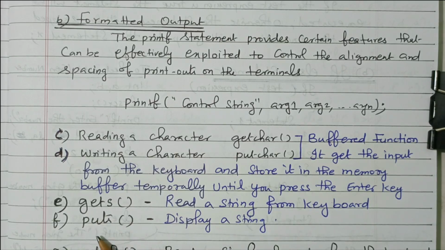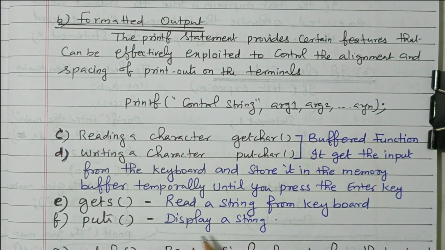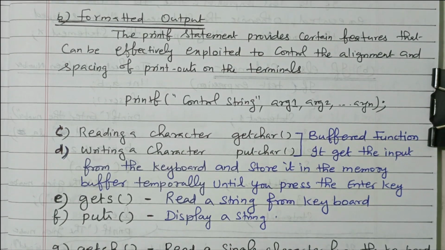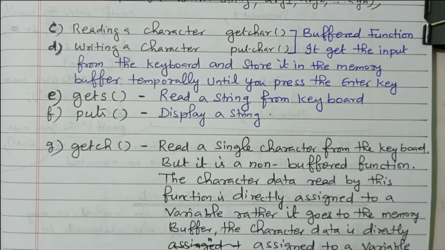Similarly, we have gets and puts. Here, for character, getchar and putchar. What is that? Reading a string from the keyboard. Puts means display a string. So gets means it will get strings, n number of characters, from the keyboard. This is only one character. Puts means it will display n number of characters on the monitor. Here this is a single character, here n number of characters. And some more functions are also available. We'll see those one by one.